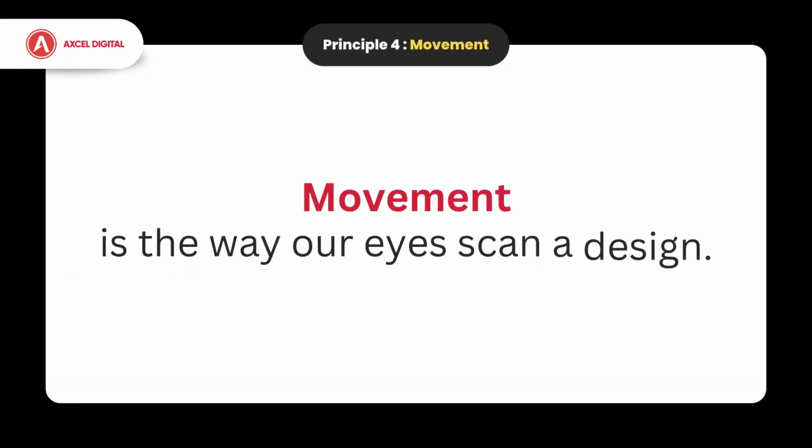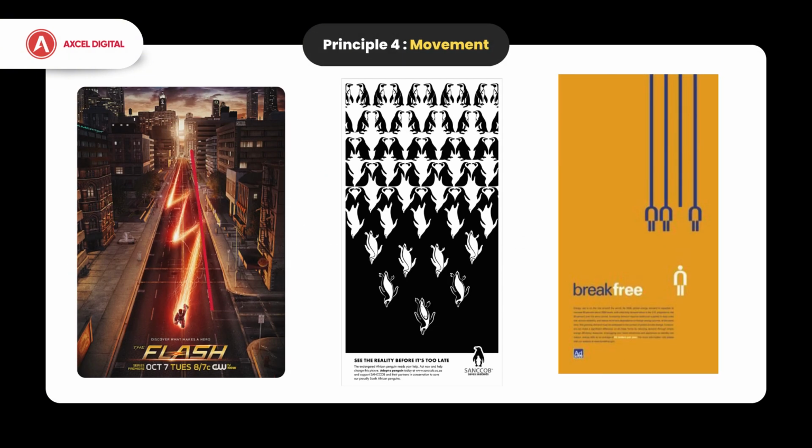Movement is the way our eyes scan the design and how we follow one element to the next. Lines and color direct us towards certain parts of a design and in a certain order.